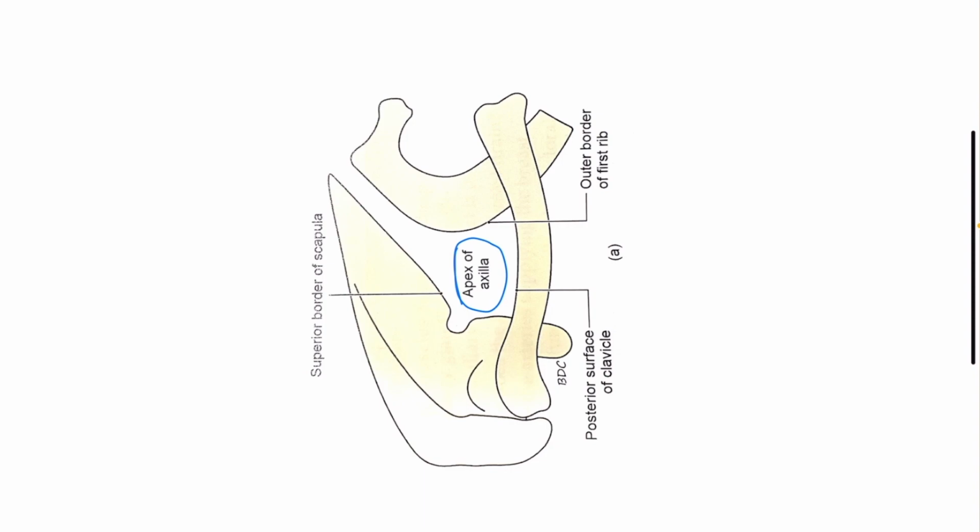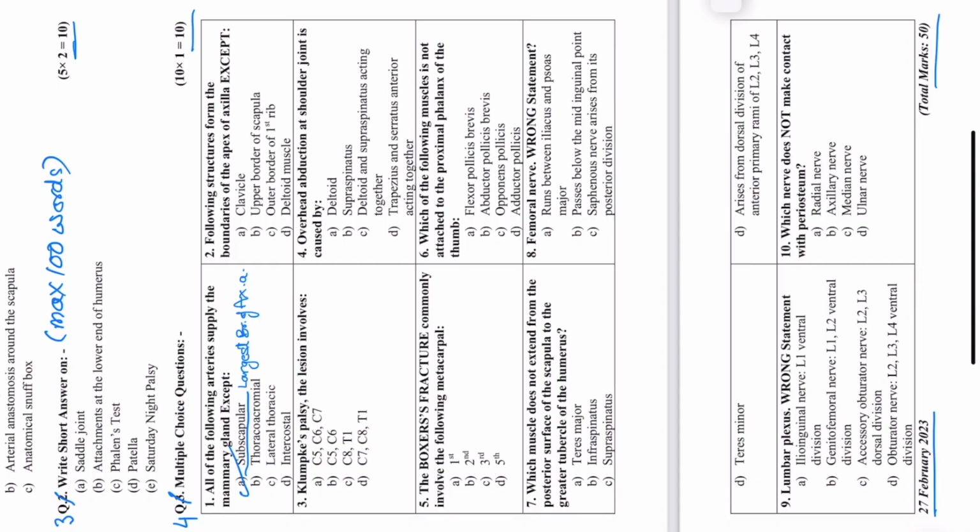Posteriorly you are seeing the superior border of the scapula that forms the boundary above, and anteriorly the posterior surface of the middle one third of the clavicle, and medially the outer border of the first rib. So these three bones form the boundaries of the apex of axilla. Actually, axilla is a truncated pyramid, so it doesn't have a pointed apex. So the answer to question number 2 will be the deltoid muscle.